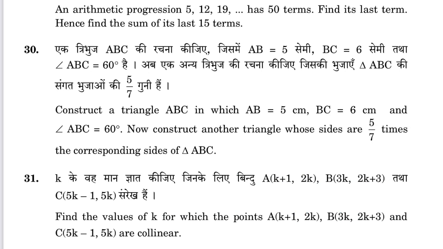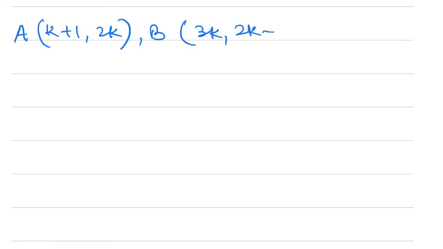31st question. So this is the last question of this section as well as this paper. In this question we have to find the value of k, and we are given 3 collinear points. So let's write down the coordinates. So A is k plus 1, 2k, and B is 3k, 2k plus 3. Then we have C as 5k minus 1 and 5k.